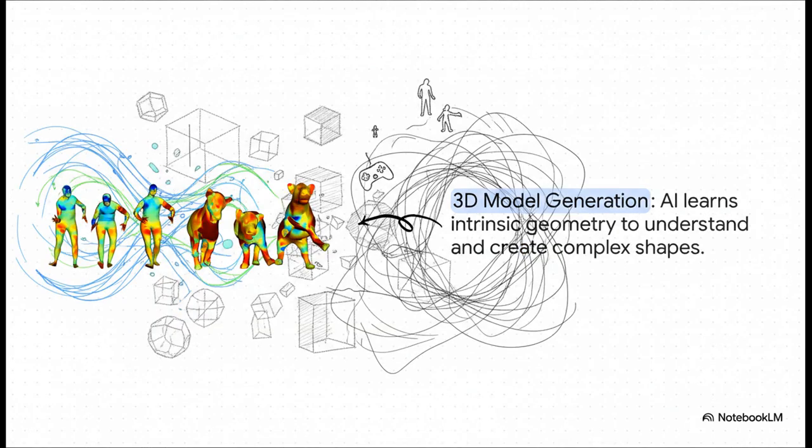And this idea isn't just for 2D images. It pushes right into the third dimension. Manifold learning is absolutely crucial for teaching an AI to understand and even generate complex 3D models. So whether you're talking about creating characters for video games or analyzing human poses from a video, it all comes down to learning that intrinsic geometry. The true underlying shape of the thing.